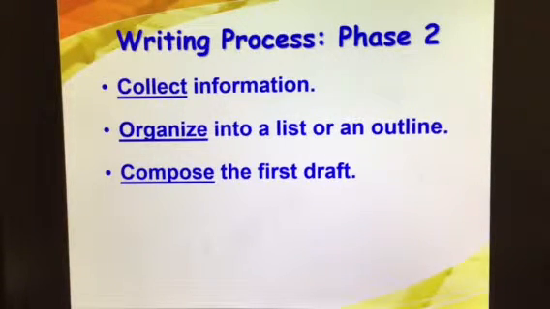Organize into a list or an outline. In other words, you've got this information, you've decided your purpose and who it's for, how they're going to receive it. So how should you best organize this? As we'll see, when we're conveying good news, information that's going to be received positively, then we'll use what's called the direct approach. And we'll look at that in more detail very shortly. And then, of course, here you're actually composing the first draft.